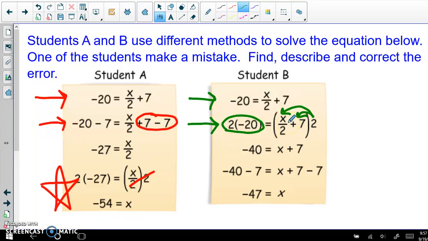So 2 times x over 2 does cancel just to x, but it looks like the student forgot to distribute here. We have to also do 2 times 7, so that should be not +7, but it should be +14. So be sure, if you are using that shortcut method to get rid of a fraction, that you use that distributive property to help you get to the correct answer. So from here, we would have had a +14, so we would need to subtract 14 from both sides, not merely subtract 7.